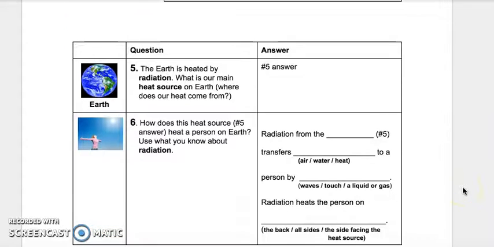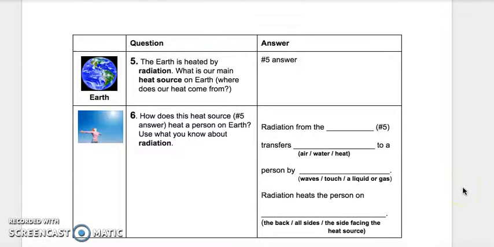All right, students, number 5 and number 6. Okay, number 5, you have a picture of the earth. And the question says, the earth is heated by radiation. What is our main heat source on earth? So what they're saying is, where does our heat on earth come from? Think about space. What is in space? Where does our heat come from? So number 5, you're just going to write the word. It's one word.